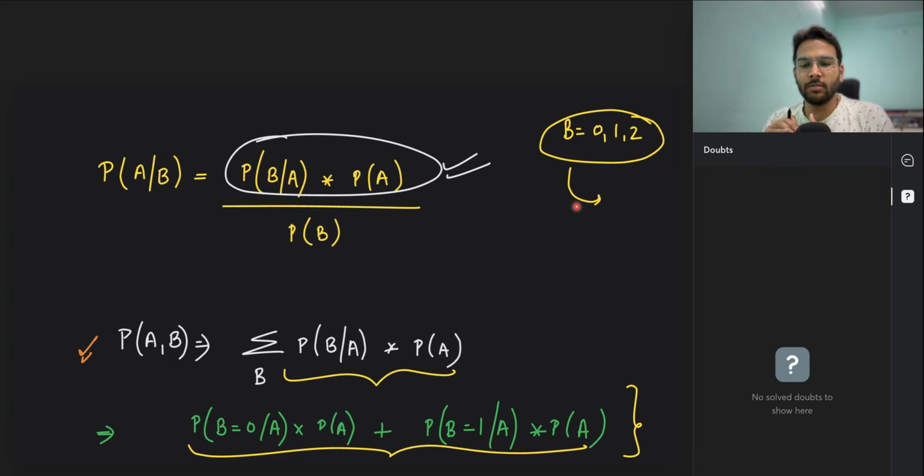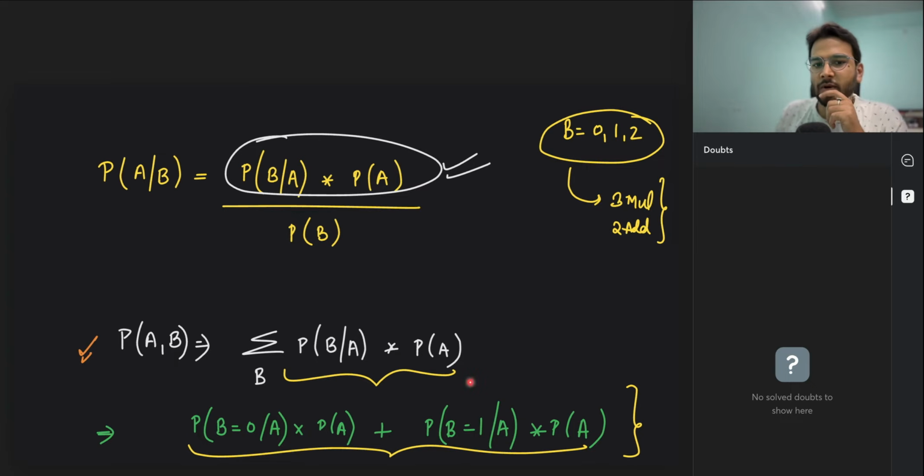If B can have 3 possible values, 0, 1, 2, in that case you are just going to extend one more addition here and you will be writing probability of B is equal to 2 given A into probability of A. That means, can I say 2 additions and 3 multiplications would be there in that case? Yes or no? Correct?